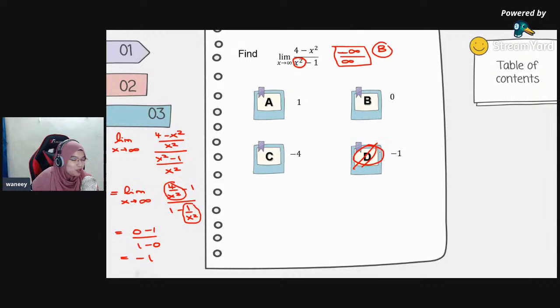So well done untuk siapa yang betul. Tahniah. Ucapan tahniah aku ucapkan kepadamu kerana betul. Next.